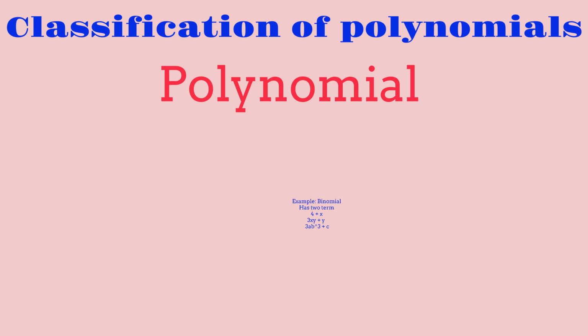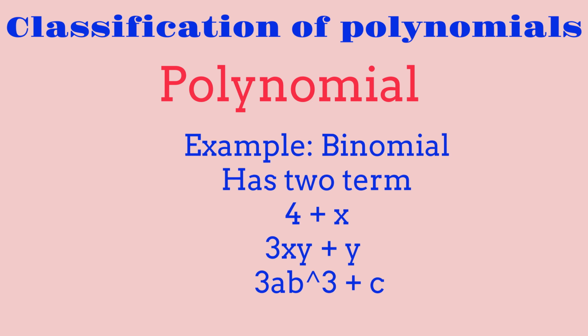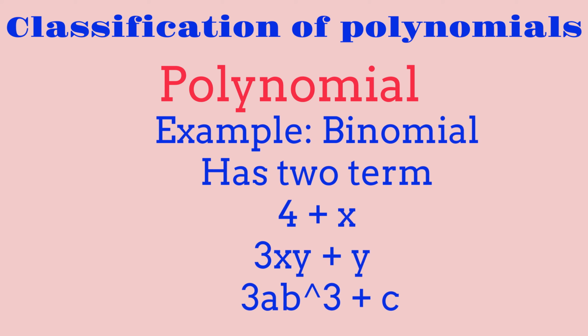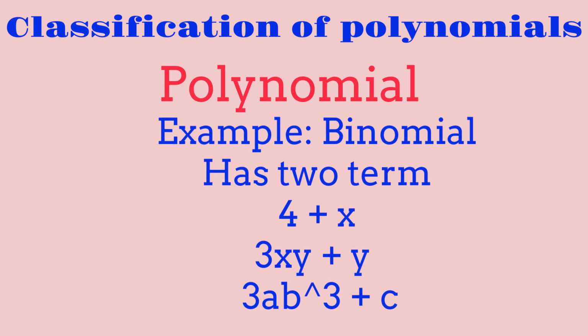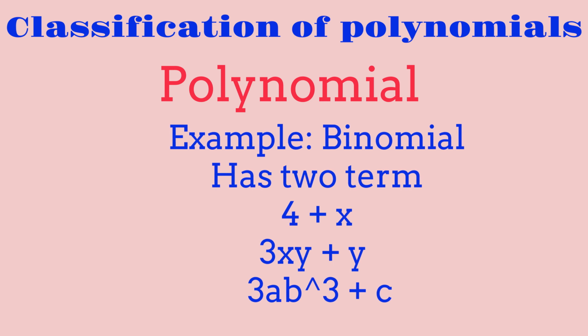So now let's look at examples of binomials. We already know that binomials have two terms, so for example 4 plus x, or 3xy plus y, or 3ab cubed plus c. It just has two terms, and it's separated by either subtraction or addition.